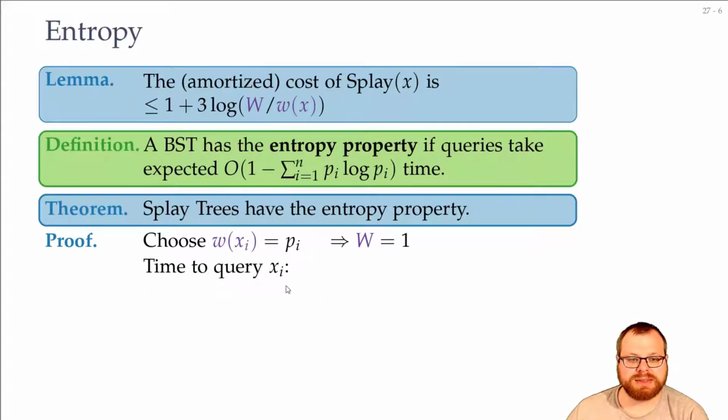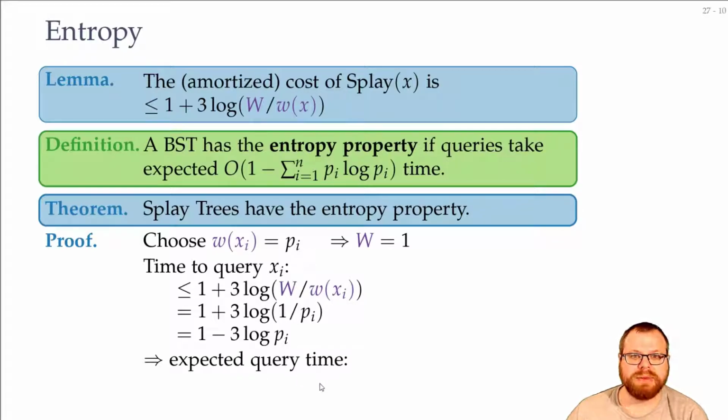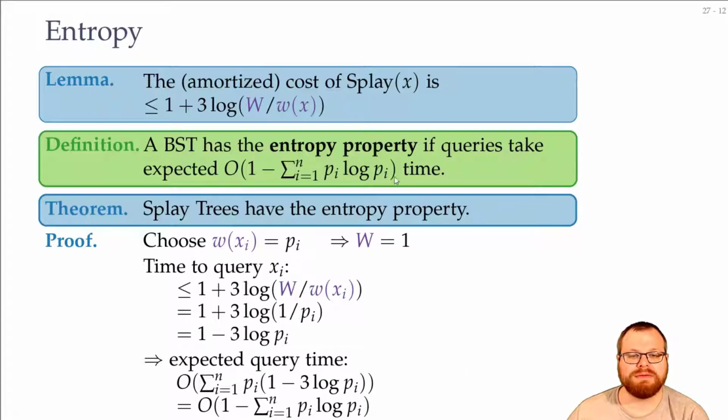So if we want to query key xi, then that takes at most this much time amortized. This is a 1, this is a pi. So we have 1 plus 3 log 1 over pi for each of them. And we can use the log functions again. This is 1 minus 3 log pi. And now, if we look at the whole thing, well, this has a probability of pi to be queried. So the expected query time in total is, we sum up all these multiplied with the probability. And now the sum of the pi's is 1, so we can pull this 1 out here, and we get exactly this term. There's still a 3 here, but that doesn't matter because we're in the asymptotic bound, so we can just remove the constant, and we have proven the entropy property.